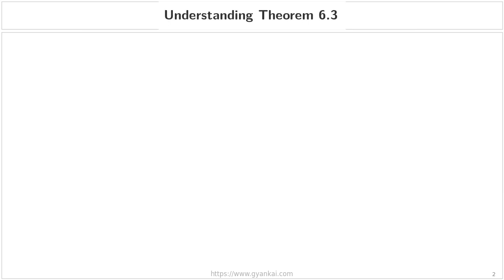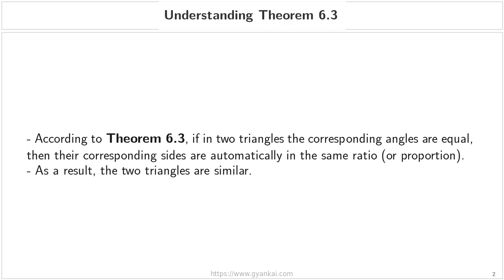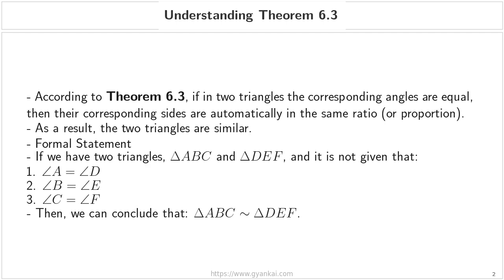Understanding Theorem 6.3. Now that we've introduced the concept of the AAA criterion, let's dive into the mathematical heart of this topic, Theorem 6.3. As you saw on the previous slide, checking all 6 elements of a triangle is quite a lot of work. Theorem 6.3 gives us a massive shortcut. It states that if we can prove that the corresponding angles of two triangles are equal, then we don't even need to check the sides. Why? Because if those angles match, the corresponding sides are automatically in the same ratio, or what we call proportion. And once the angles are equal and the sides are proportional, we can officially declare that the two triangles are similar. Let's look at the formal mathematical statement to see how you would write this in an exam.